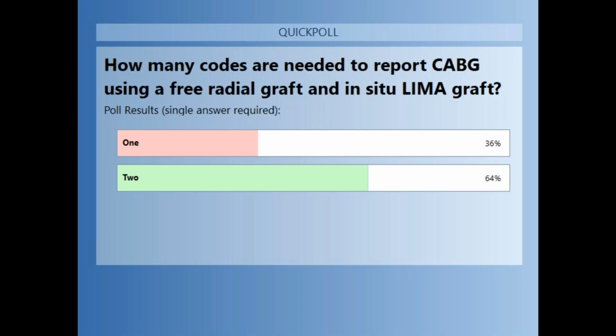Okay, so you had a 50-50 shot at this one. Which one is correct? The correct answer on this one is 2. Now, why? We didn't talk about where the blood flow was coming from for the free radial graft, so we can't really tell based off of qualifiers that this is going to be 2 separate codes. But the reason I can tell this is 2 is because we had one free graft, which is a device, and we had one LIMA graft, which is an in situ graft. So in situ, no device. Free graft is a device. If you have different devices, then you have to have separate codes.